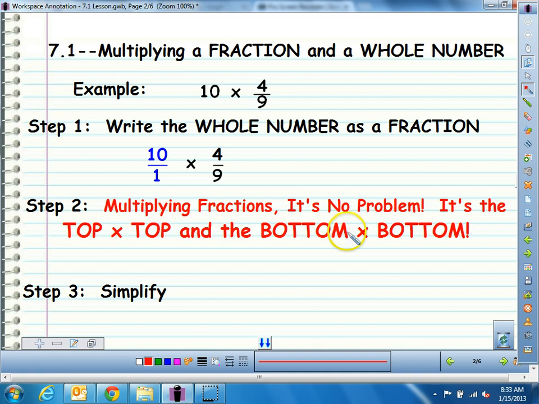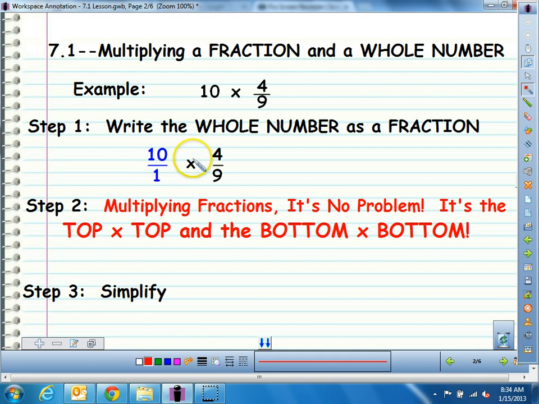Multiplying fractions, it's no problem. It's the top times the top and the bottom times the bottom. Oh, that's got a lovely ring to it. Let's try it again. Multiplying fractions, it's no problem. It's the top times the top and the bottom times the bottom. And then our last step is always simplify. I want you to notice that nowhere in multiplying fractions does it say anything about common denominator. We don't need it anymore.